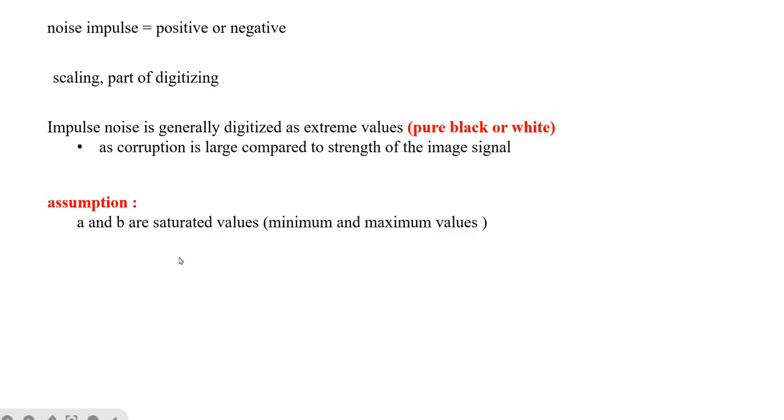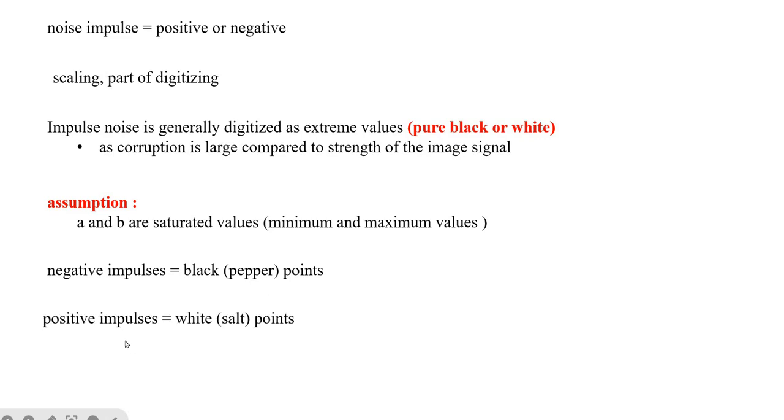Because of which we get negative impulses, which appear as black and are called pepper points in an image, and we also get positive impulses, which are represented as white, that is nothing but the salt points. White points are the salt and black points are the pepper. So for an 8-bit image, you will have a equal to 0, which is black, and b equal to 1, that is white.